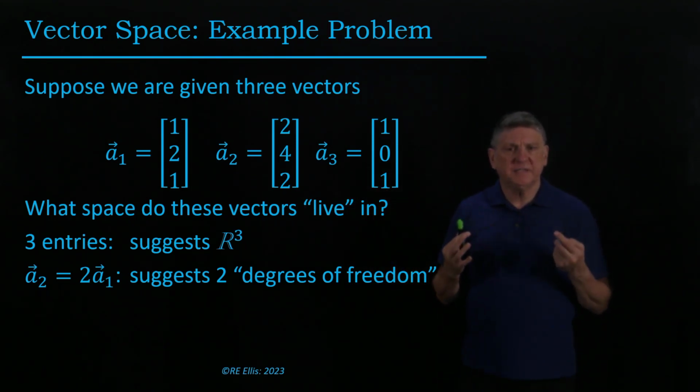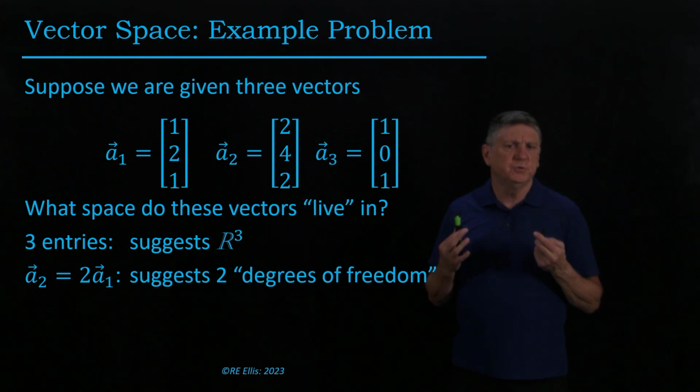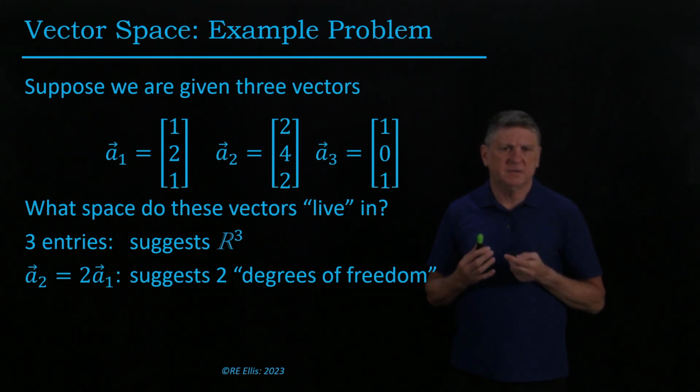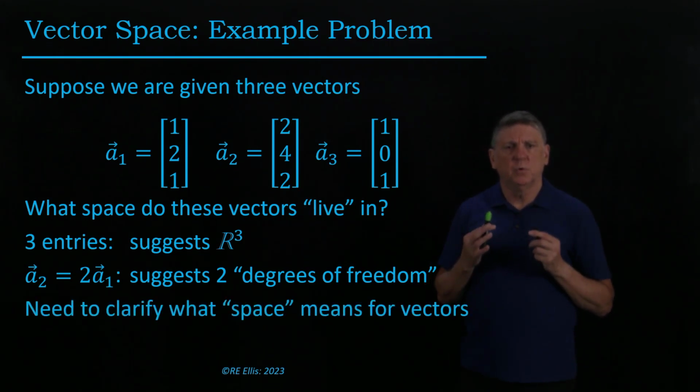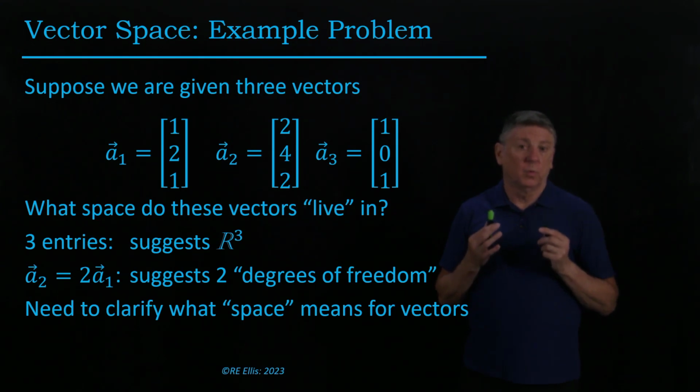So this idea suggests that there are only 2 degrees of freedom in this set of vectors, but we really don't know what that means or how we can talk about that in a more rigorous way.